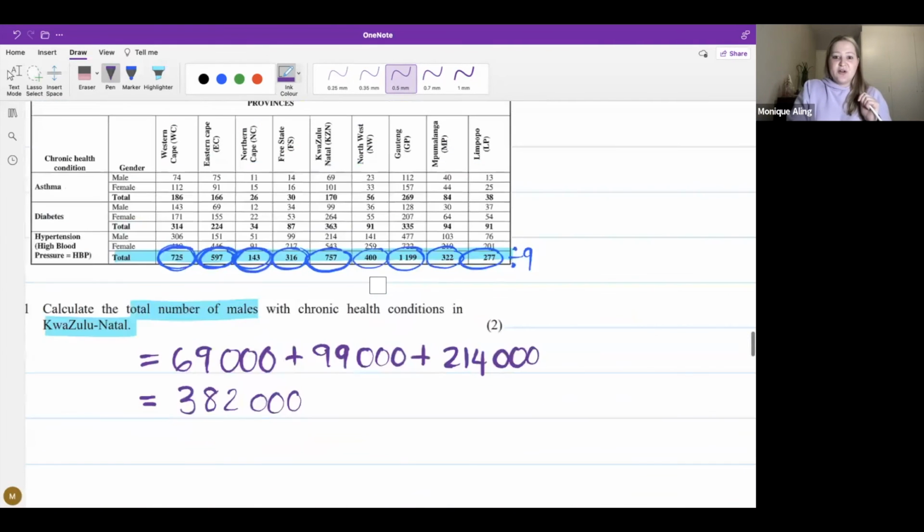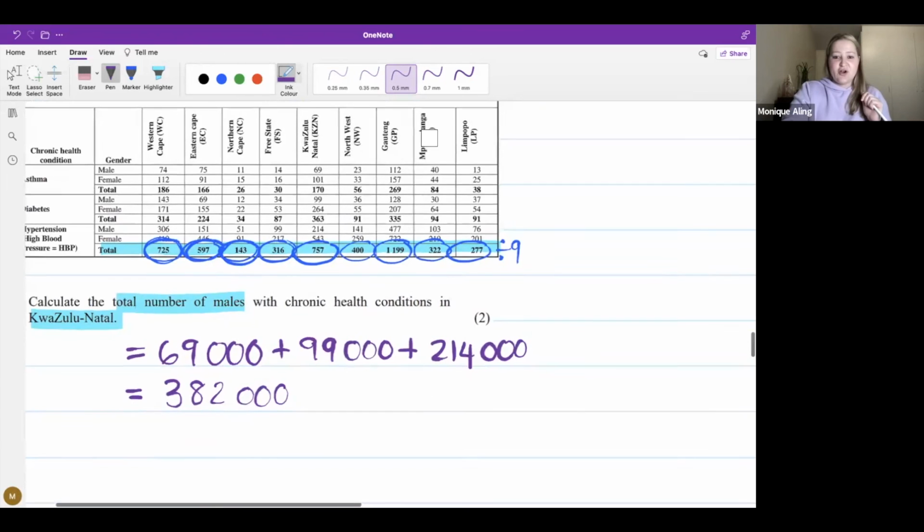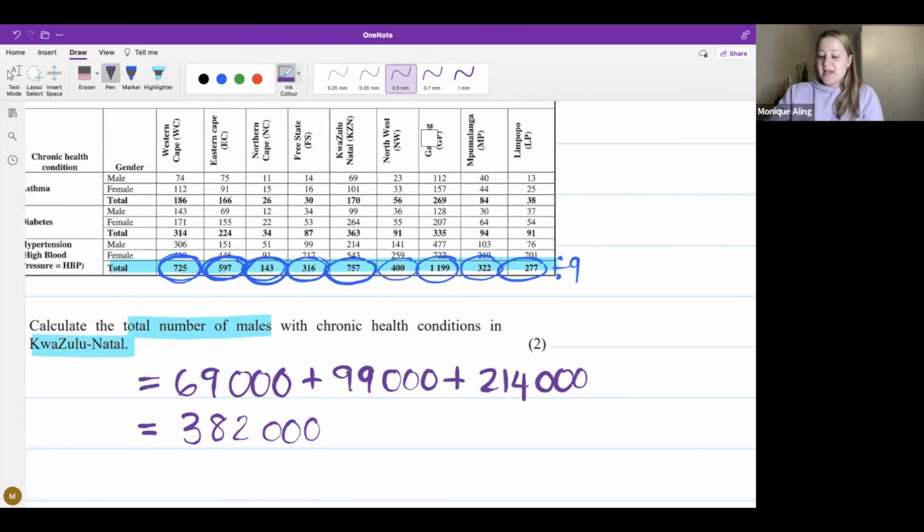So you had to go to the KZN column and get the total. So there were 170,000 people who suffered from asthma in KZN, 363 that suffered from diabetes in KZN, and 757 that suffered from hypertension.